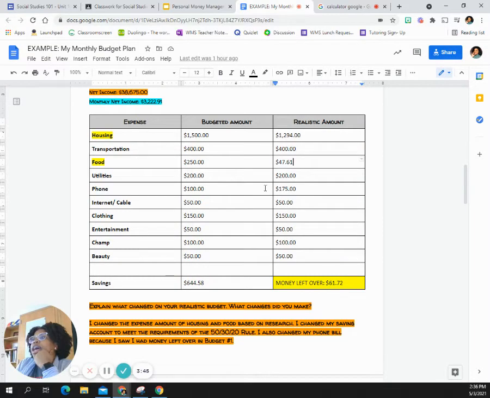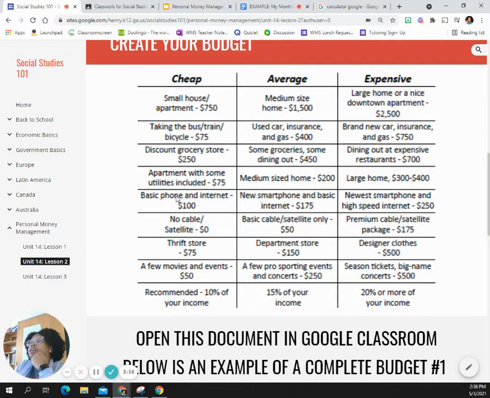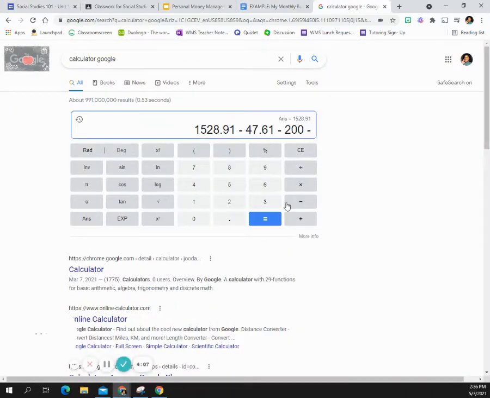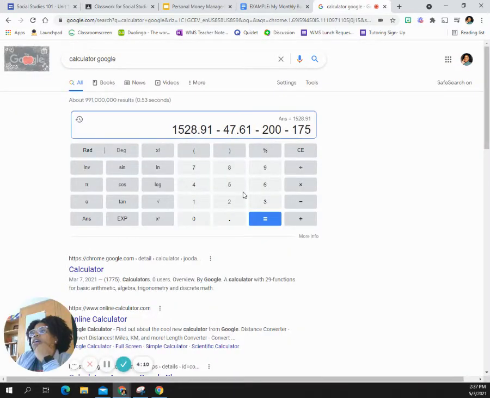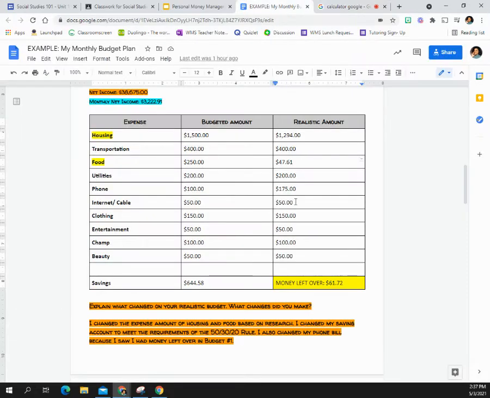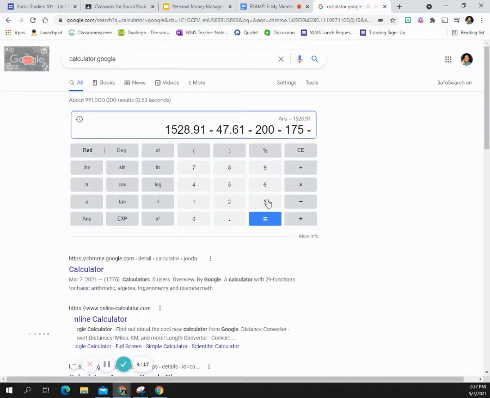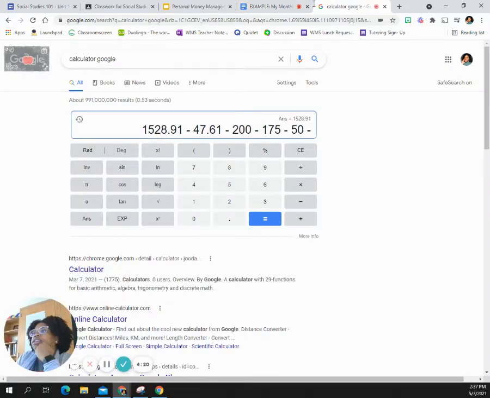Next on my budget, I have changed my phone bill from $100 to $175 because I saw that I had some wiggle room to spend some more money. So I'm going to change that, and notice that the chart in Social Studies 101, make sure these align. So if I went from 100, which was cheap, my next step up would be average for 175. So I'm going to subtract that 175 from my budget. Then I have $50 in internet and cable. I kept that the same, so I'm just going to subtract that.